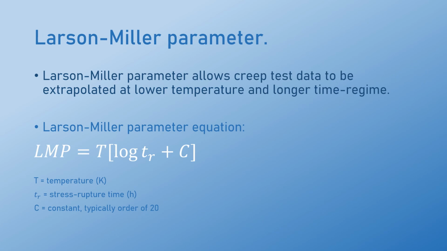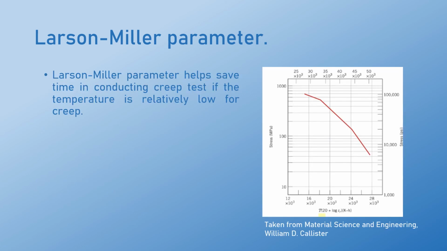Larson-Miller parameter. The Larson-Miller parameter is a data extrapolation method. It allows creep test data to be extrapolated to a lower temperature and longer time regime. So this is the equation. It takes temperature and stress rupture time as the variables. The Larson-Miller parameter really makes it easier to conduct creep tests.